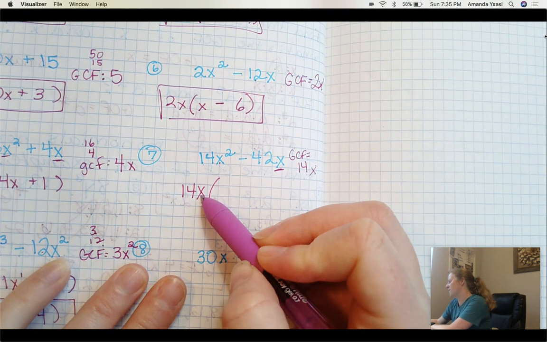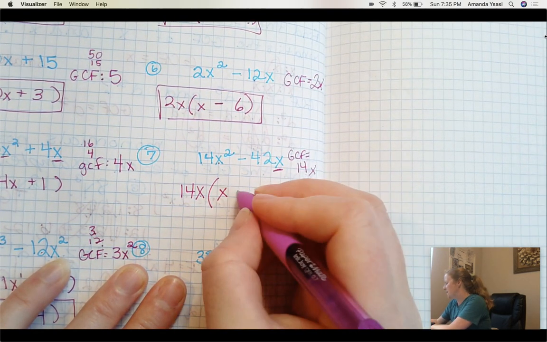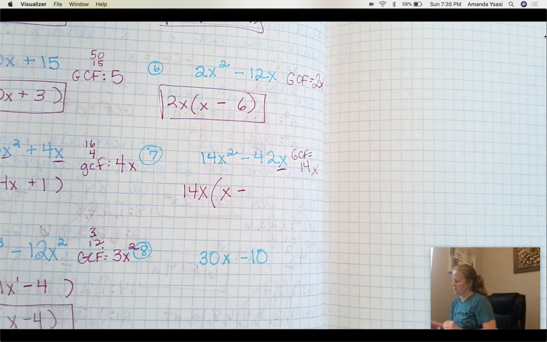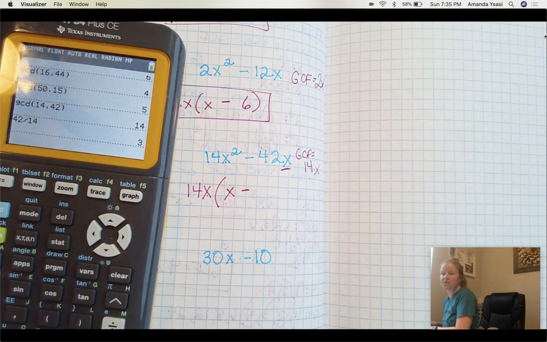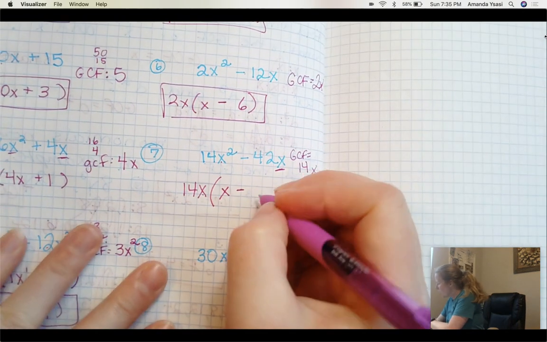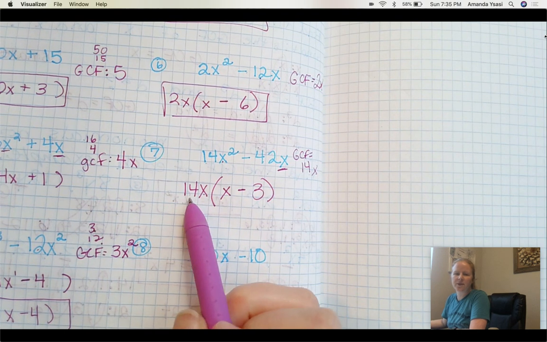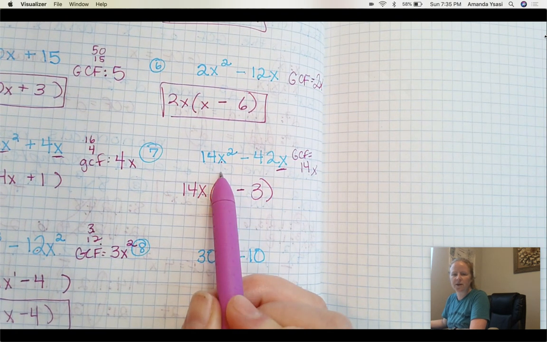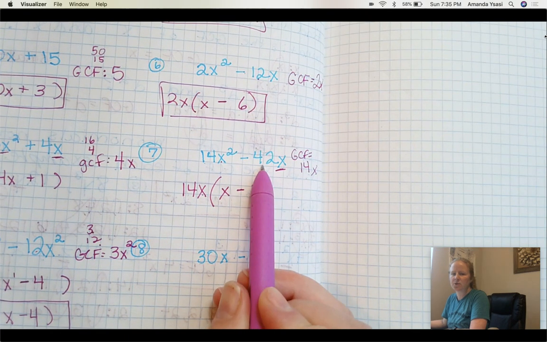14x squared divided by 14x is just x, minus, so 42 divided by 14. 42 divided by 14, that's 3. So minus 3. So if you were to multiply these out, it'd be 14x times x is 14x squared. 14x times a negative 3 is a negative 42x.